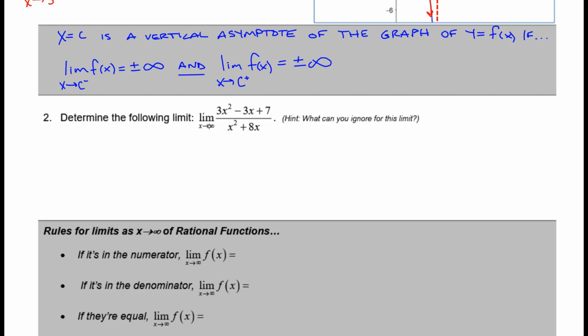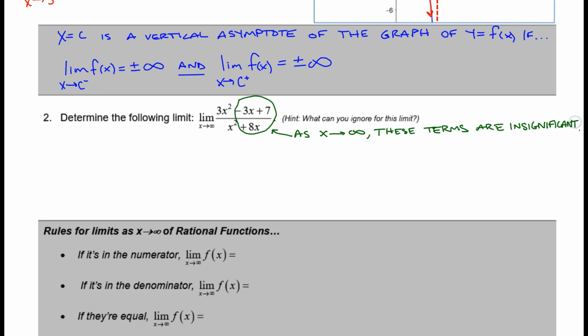And there's a little hint here. It says, what can we ignore for this limit? So what I'd like you to think about is this right here. Those two terms, the minus 3x plus 7 in the numerator and the plus 8x in the denominator. As x goes off towards infinity, these terms are insignificant.